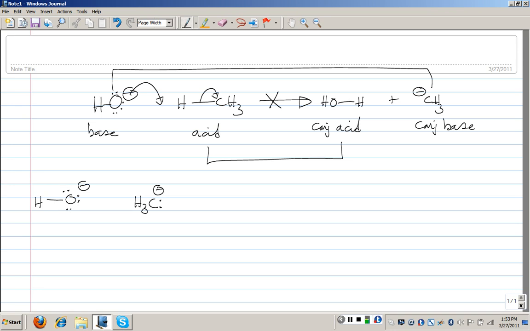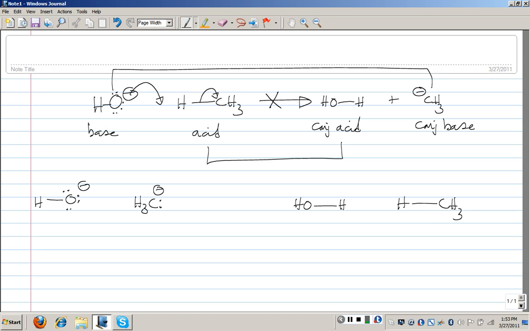I could have done the argument the other way, right? So here I compared base to base. I could just as easily have compared water to methane. In other words, I could have done an acid to acid comparison. So let's do that one. I'm going to ask which of these species, water or methane, is a stronger acid.